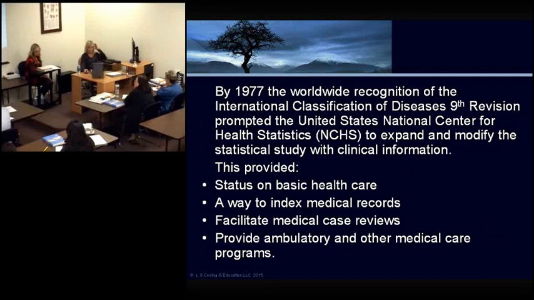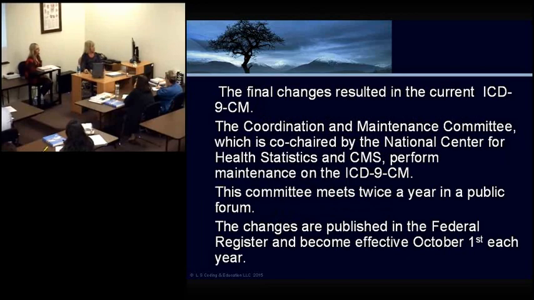It gives us a better status on basic health care. It tells us a way to index medical records, facilitate medical case reviews, and provide ambulatory and other medical care programs. A lot of the studies done in order to develop grants are done based on diagnosis codes. If you have a swarm of an illness or cancer type in an area, they look at the diagnosis codes being submitted for patients in that area to find out how many kids or adults are presenting with certain types of cancers.